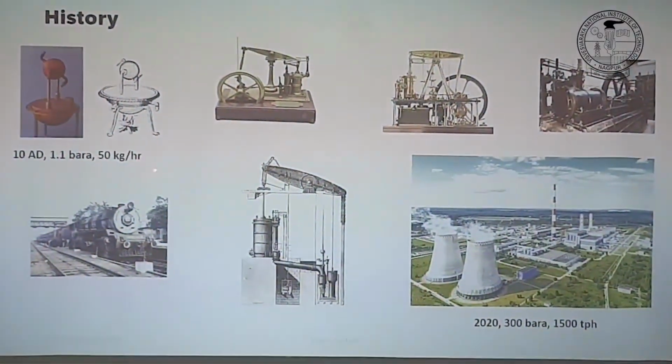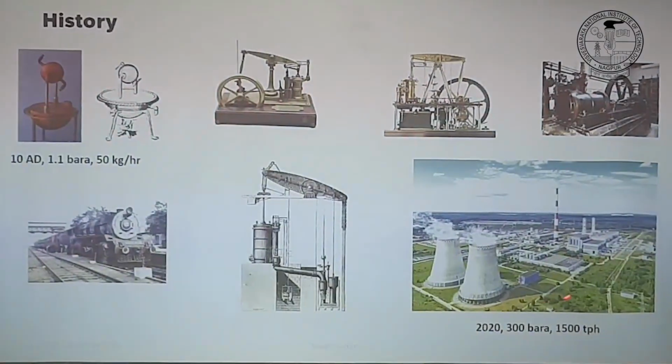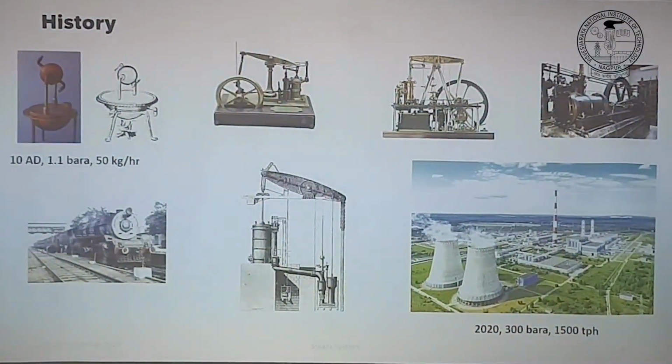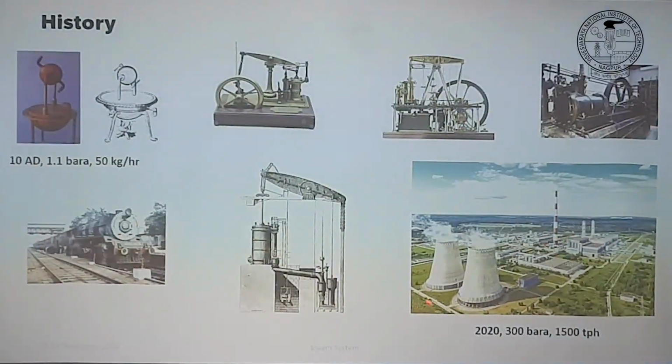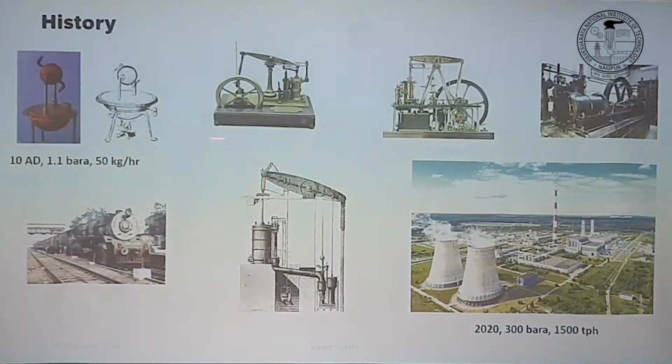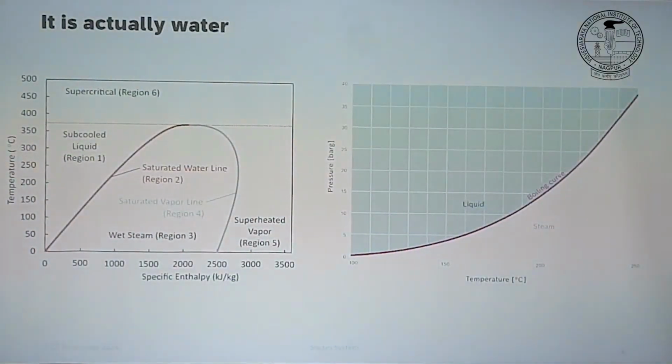1 bar 50, very small amount. Now we are talking about almost 300 bar of steam generation, 1500 tons per hour, gigawatt power plants. So we have come a long way. As I said, we will go back to the basics.